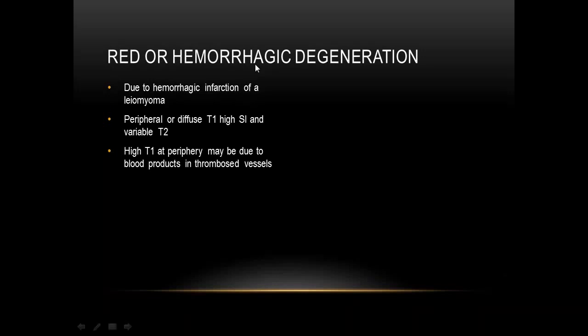There is something called red or hemorrhagic degeneration. It's due to a hemorrhagic infarction of the leiomyoma. The periphery or the diffuse leiomyoma is T1 high and variable T2. The high T1 at the periphery is believed to be due to blood products in thrombosed vessels. This is an example of this.